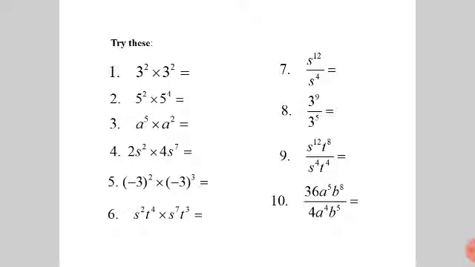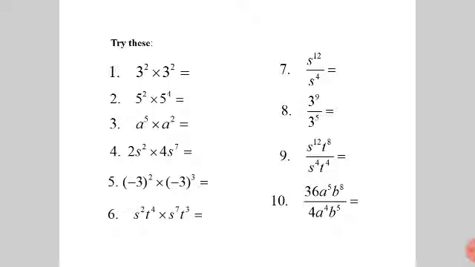Next one is a power 12 by a power 4. So division. Division means subtracted. a power 12 minus 4, a power 8. 3 power 9 by 3 power 5. 3 power 9 minus 5, 3 power 4.